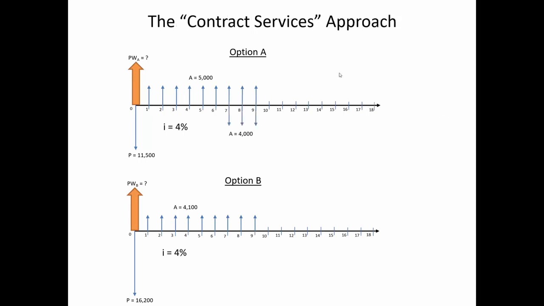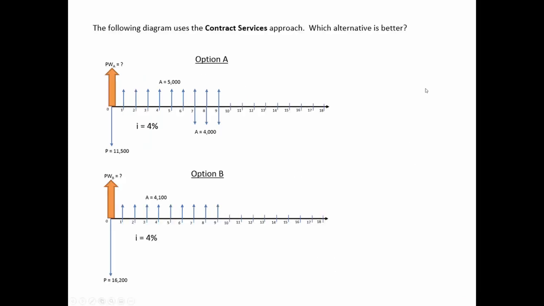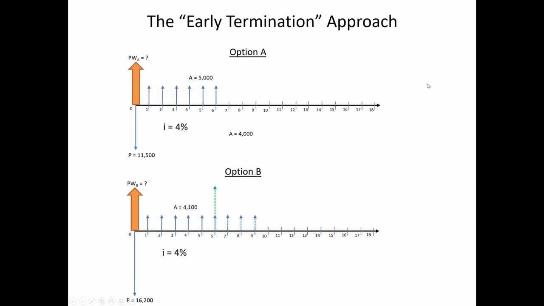All right, so that's contract services. Early termination is a little bit different. You remember by now we've looked at these two options enough times. Option B is the one that lasts for 9 years ordinarily. Option A is the one that only lasts for 6 years. So in contract services, we lengthened option A. In early termination, we're going to truncate option B. So truncate means we're going to make it shorter.